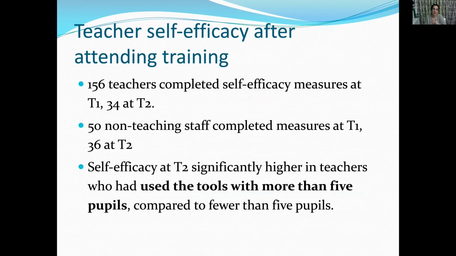And we asked teachers about how they felt about themselves and their teaching. That's what we call self-efficacy after attending training. So we asked 156 teachers who completed the measures at time 1 and compared them to the 32 that completed the full set of measures at 3 months. And what we found was that at the second time there was significantly higher self-efficacy if they used the tools with more than 5 pupils compared to fewer than 5 pupils.